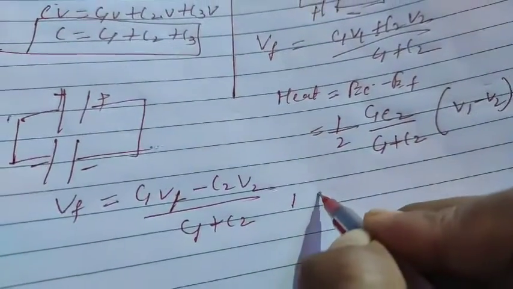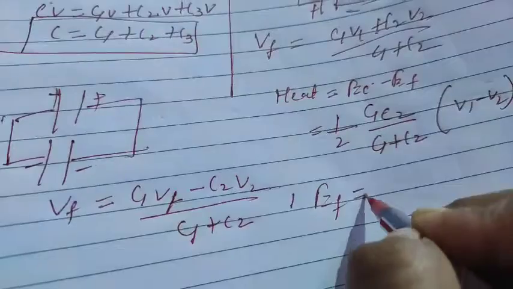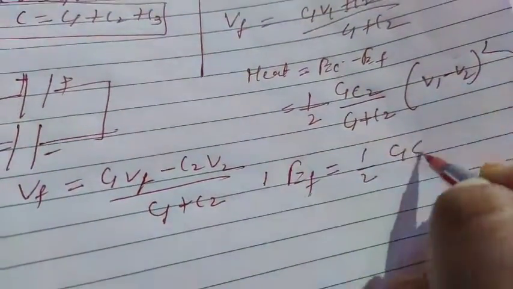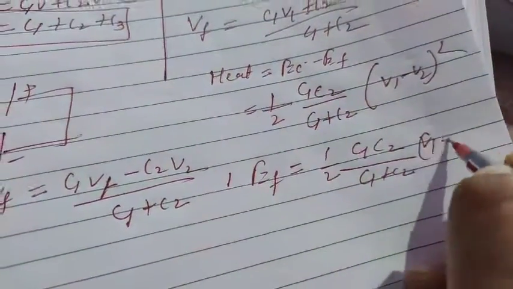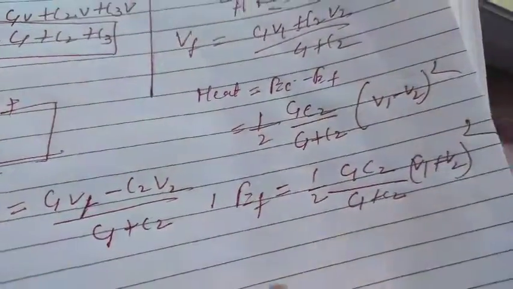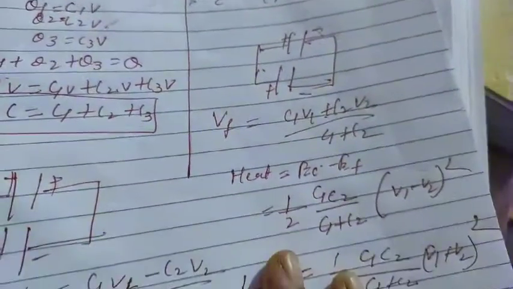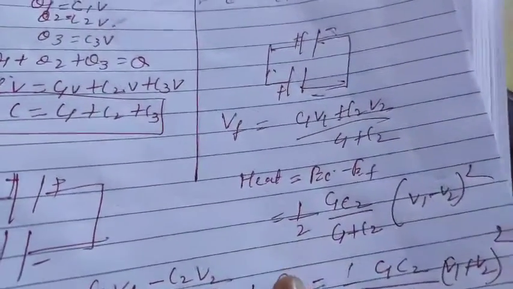And what is heat here? That is energy. You can write energy is how much? Half C1 C2 by C1 plus C2. In place of minus, it will become V1 plus V2 whole square. Clear? This problem, or this derivation, is very much important to solve the problems.